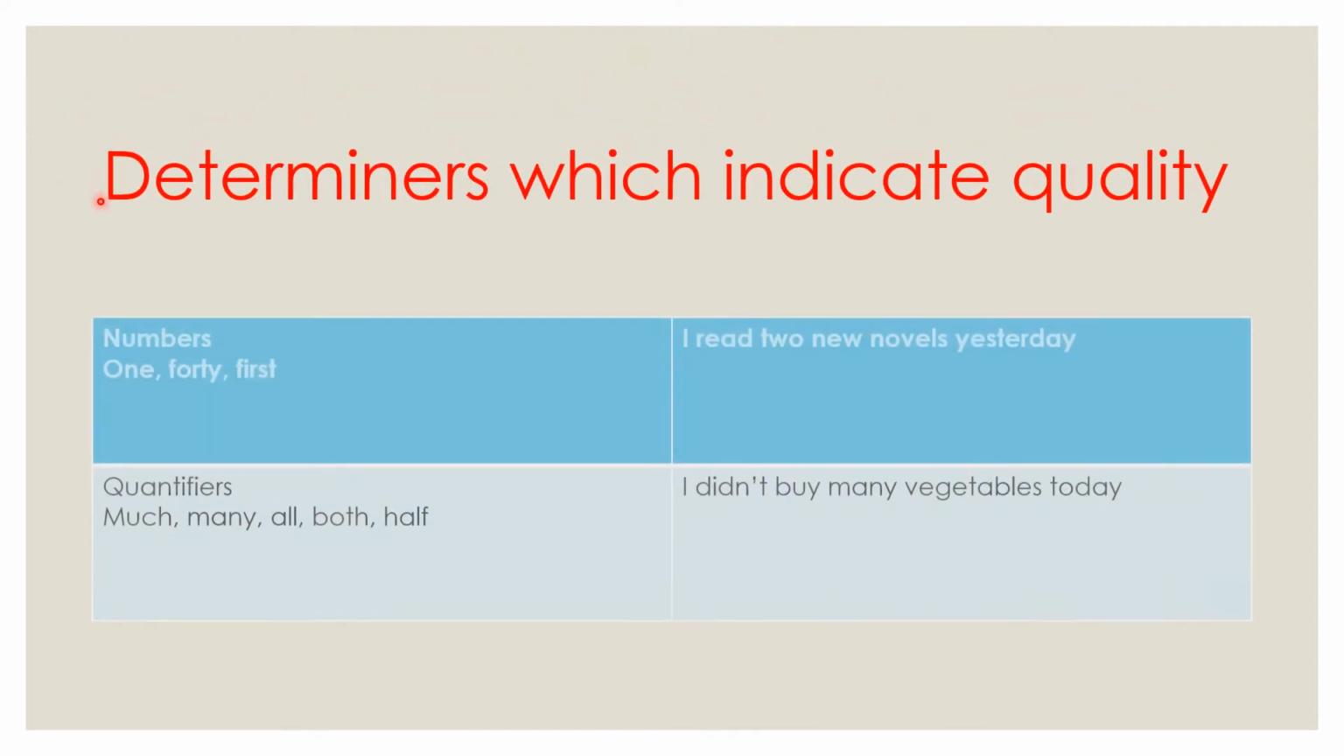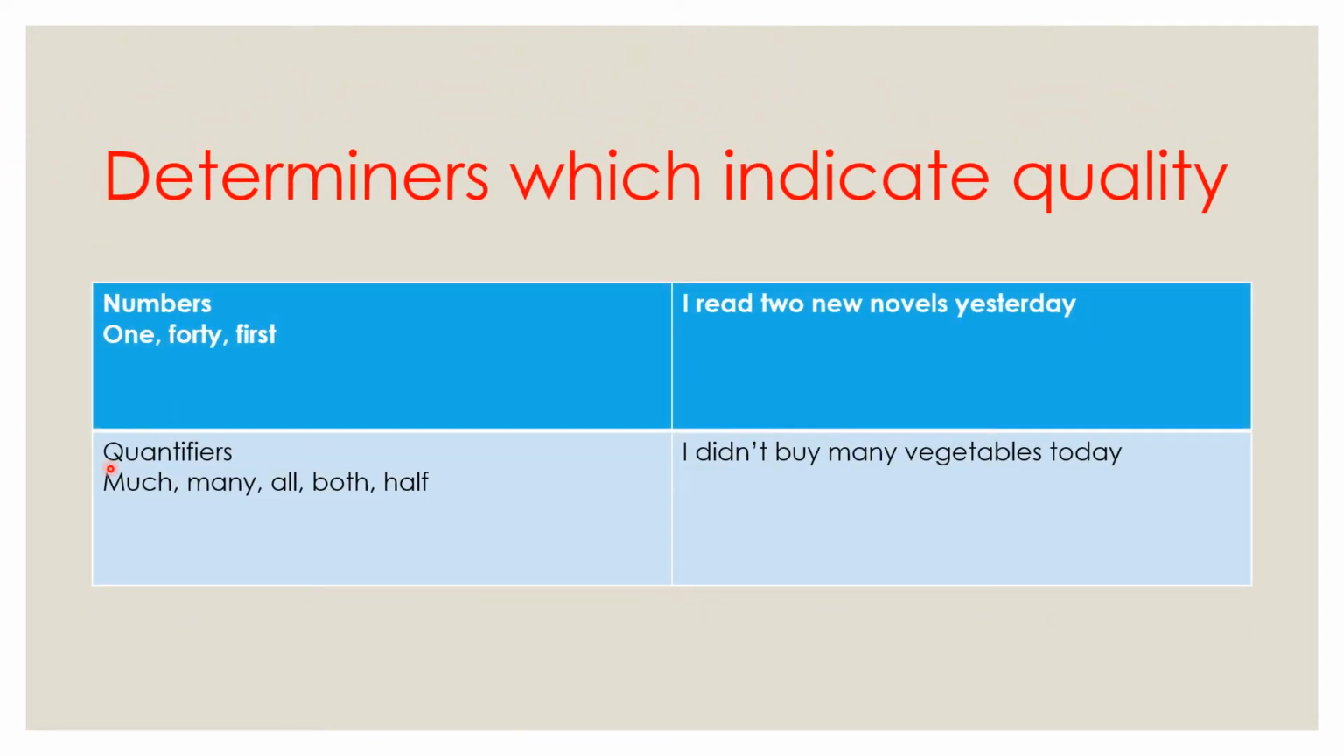Determiners which indicate quality. In that you have numbers and quantifiers. In numbers, you have numbers like 1, 2, first, 40, 30. Here is an example: I read 2 new novels yesterday. So 2 is a determiner. It indicates quality. It is in numbers. In quantifiers, you have much, many, all, both, half. Here the example: I didn't buy many vegetables today. So many is a determiner. It indicates quality in quantifiers.